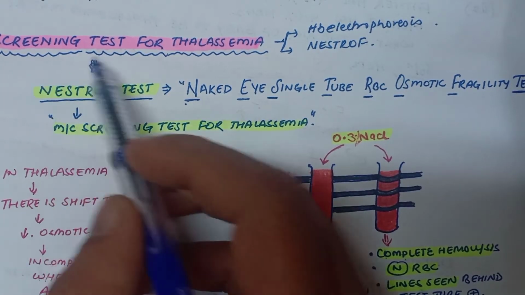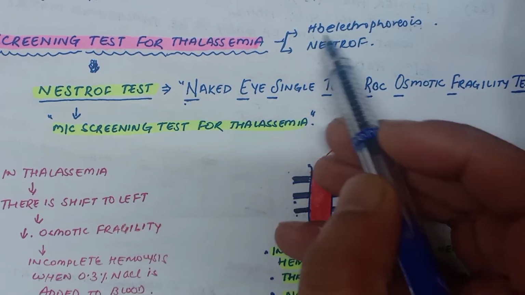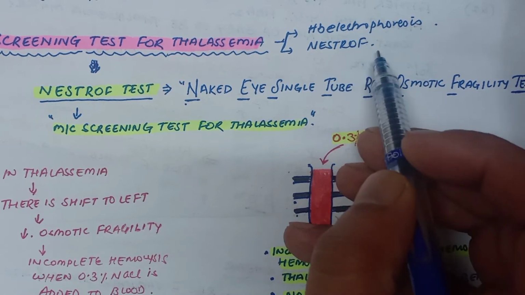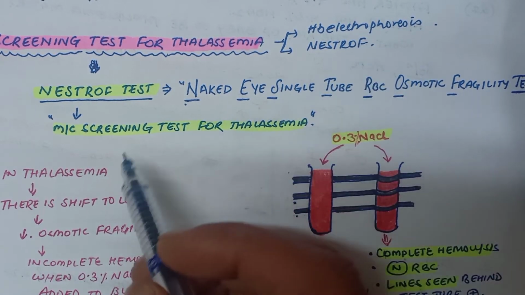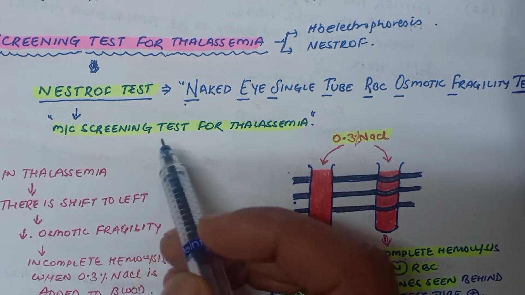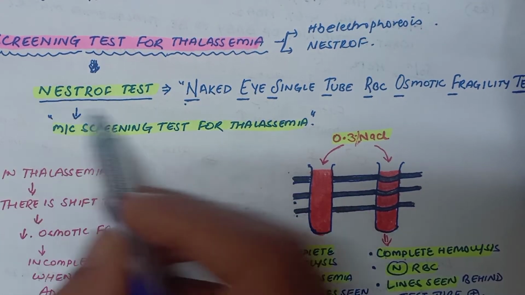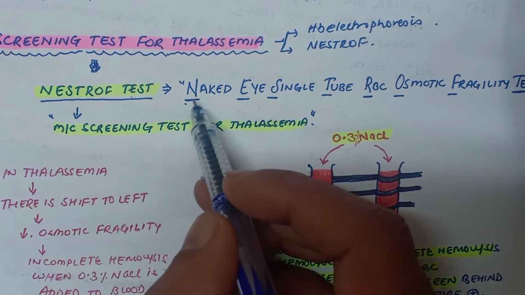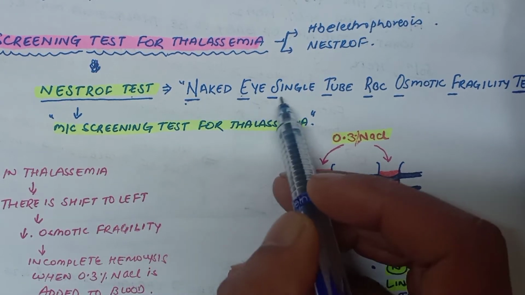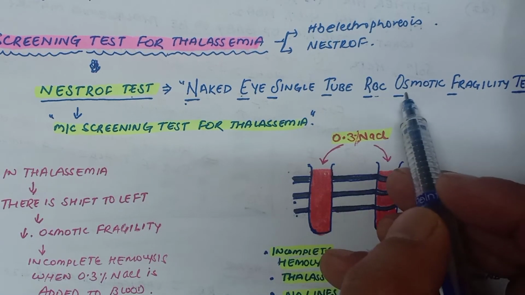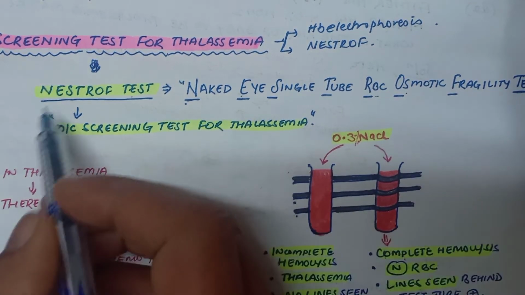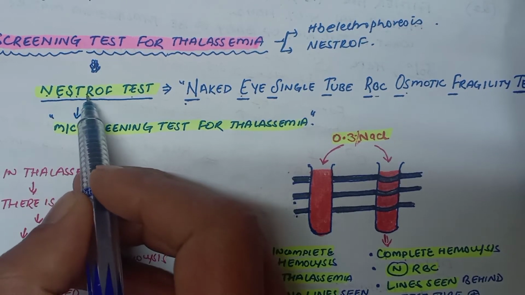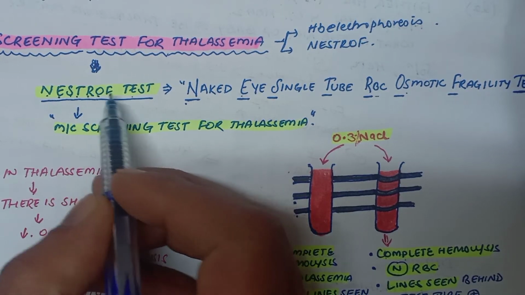So for screening test for thalassemia, we can use hemoglobin electrophoresis and NESTROFT. But here the most common screening test for thalassemia is NESTROFT. So what is NESTROFT? It is naked eye single tube RBC osmotic fragility test.